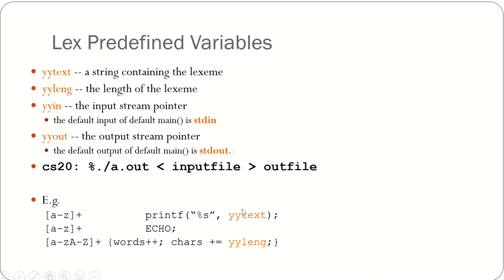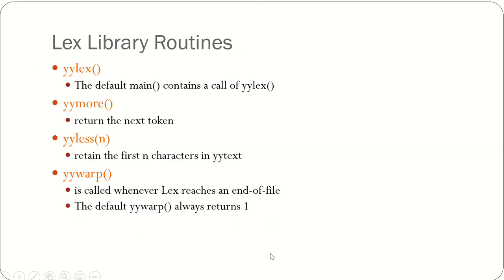So these are examples I've given here. If you give this regular expression and an action that displays yytext and yyleng, you can test this and it will show you the current lexeme matched and the length of the current lexeme matched. These are Lex library routines: yylex, yymore, yyless and yywrap. These are inbuilt library routines and you can use them as per your requirement.